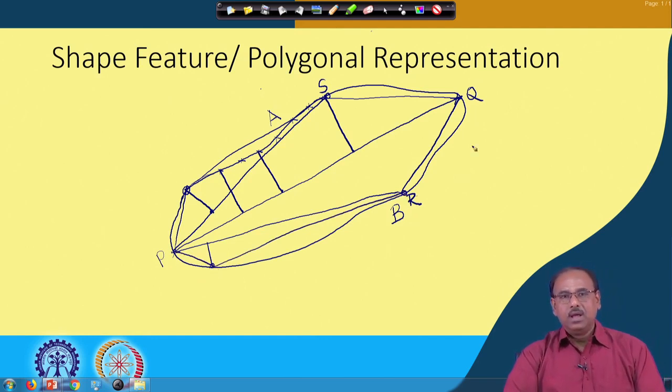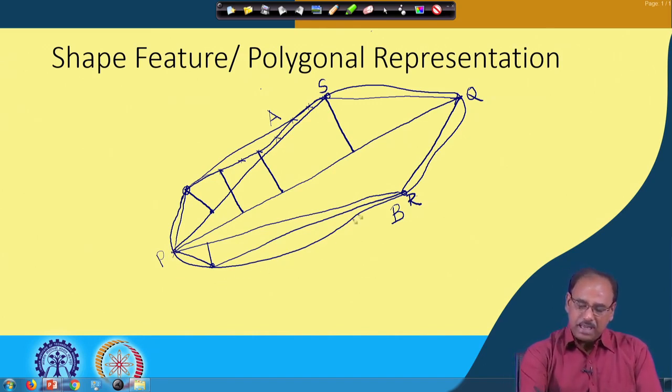So, each of these vertices, if you join together, what I get is a polygonal representation of this arbitrary shaped boundary. Once I get such a polygonal representation, from this polygon I can try to extract different types of boundary features simply from the properties of the polygon. So, this is one way of polygonization of an arbitrary boundary, and once I have such a polygonal approximation, from this representation I can obtain different types of descriptors, or I can also obtain different types of descriptors from these boundary segments.